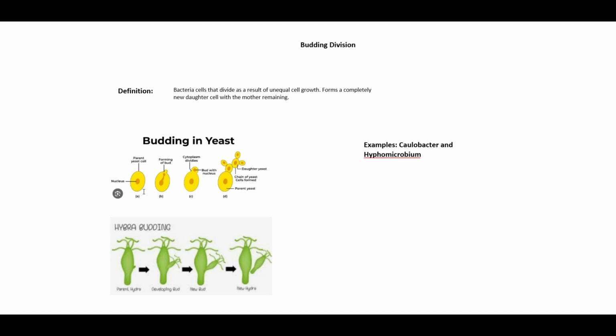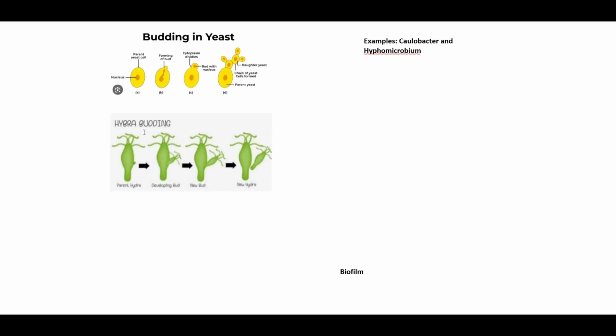With budding in yeast, we have the nucleus, we have our parent cell, we have the forming of the bud, then the cytoplasm divides with a duplicated nucleus in that bud. And then we have the parent, and then the chain of yeast cells forms, and the daughter yeast is formed. Here we have the hydra budding, where we have the parent hydra, and then there's the budding that's developing, and then we have a new bud, and then a new hydra.